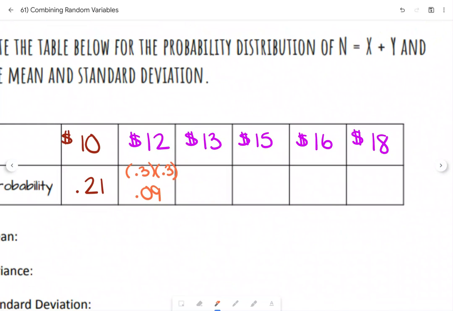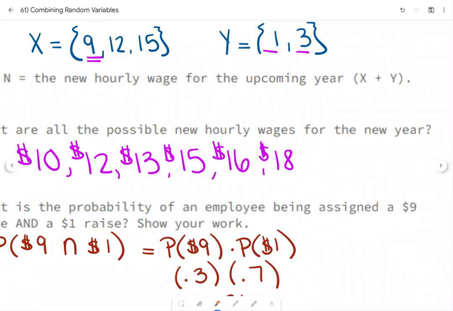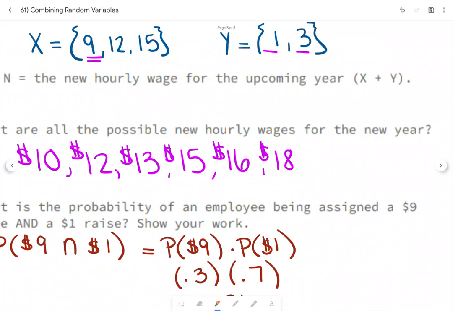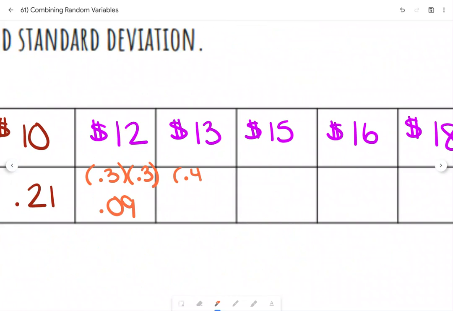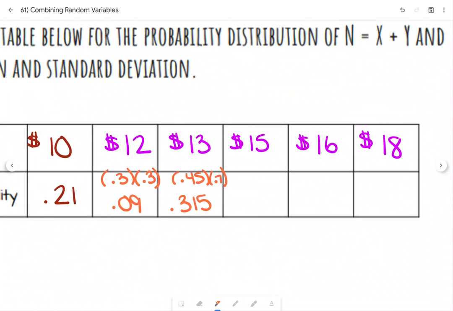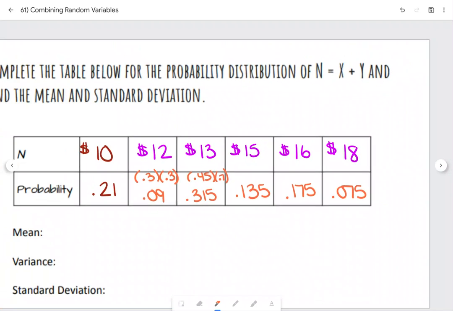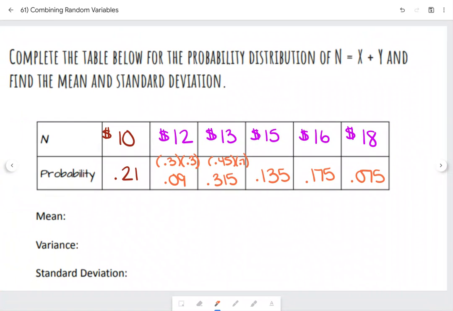So for the 13, that was a combination of the 12 and 1. So my probability of 12 is 0.45 and 0.7. So we're going to get in here 0.315. And I could keep doing this each time, so just bear with me as I fill in our chart here. We get a 0.135. We've got a 0.175. And we have a 0.075. So those are all my probabilities since we had two independent events of each other.